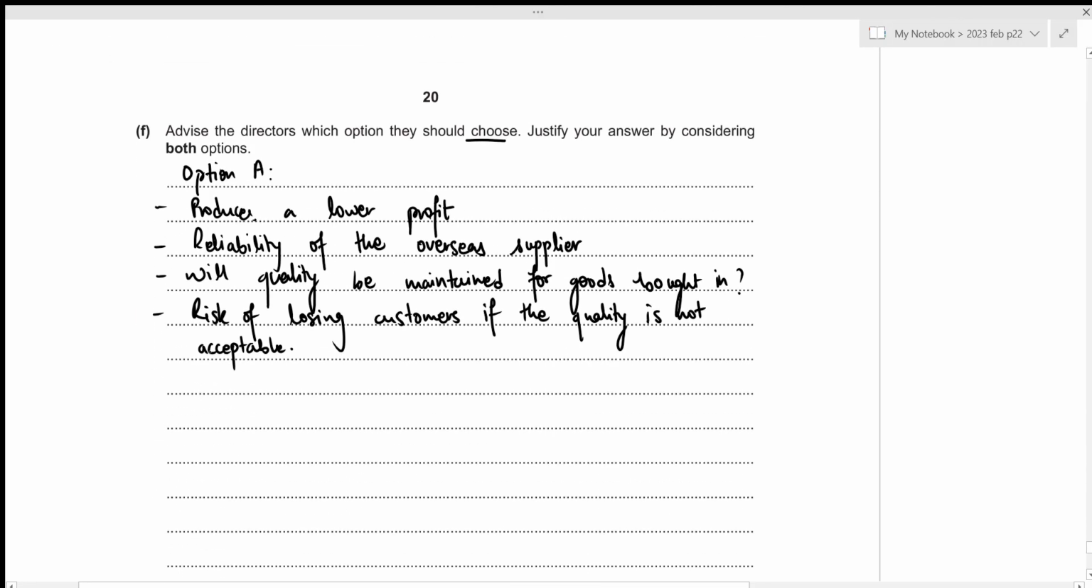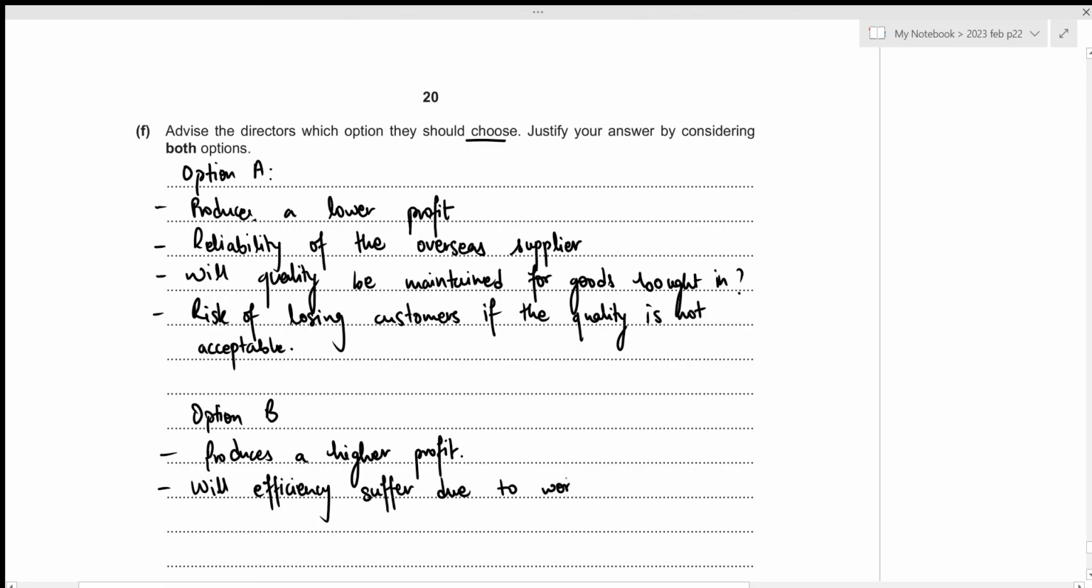Now let's talk about option B. We've already figured out that it produces a higher profit. And since we are hiring new replacement machines, we can question the efficiency of it, right? Will the efficiency suffer due to working on new machines? Let's write it down. Will efficiency suffer due to working on new machines?